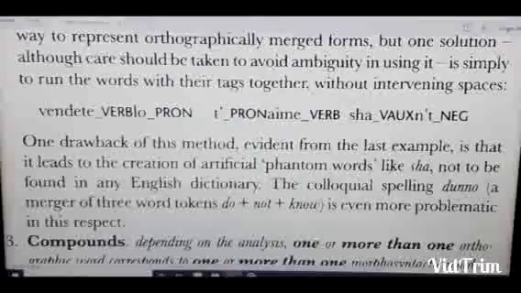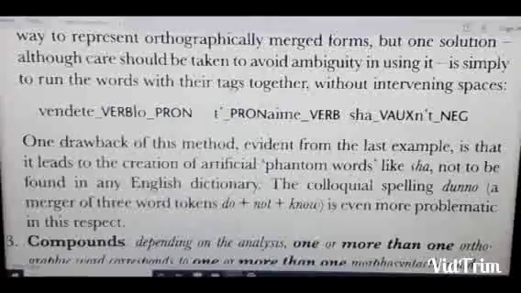One drawback of this method, evident from the last example, is that it leads to the creation of artificial phantom words like sha, not to be found in any English dictionary. The colloquial spelling dunno, a merger of three word tokens, do not know, is even more problematic in this respect.